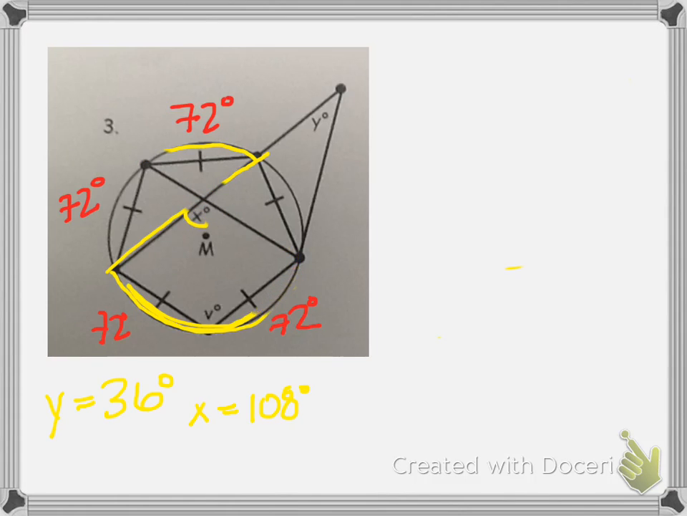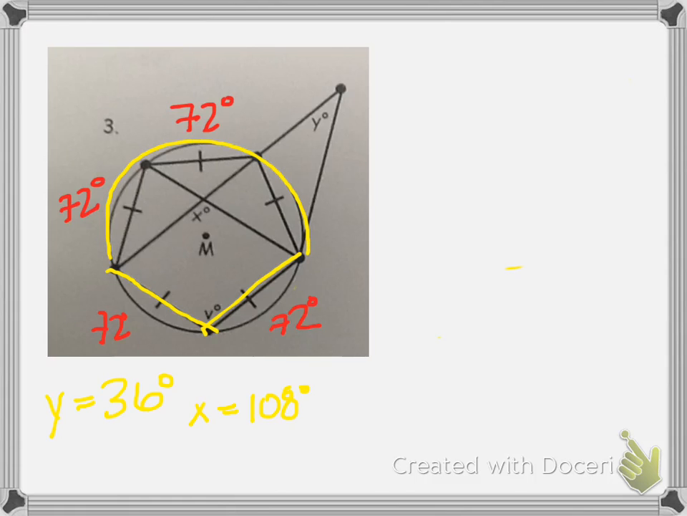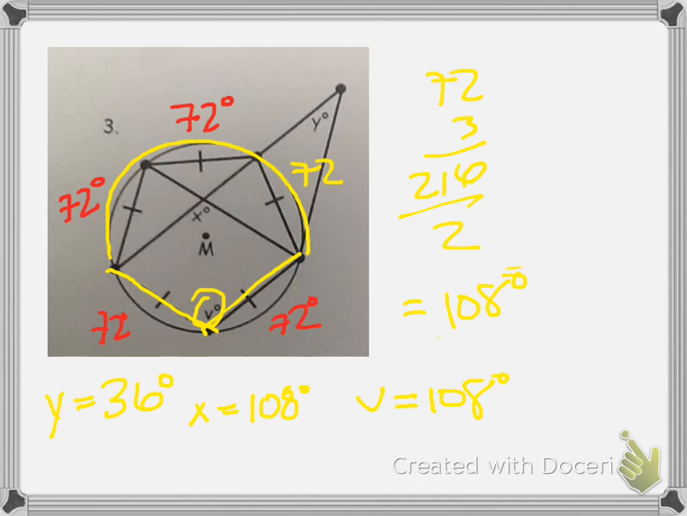Okay, so now let's do v. V is a little bit different story. V is an inscribed angle because it is on the circle. So you're talking about this and this. And remember, for the inscribed angle, the arc length, so this arc length right here, is equal to 2 times the measure of this angle. So this arc length is 72 times 3, because there's 3 72s, which is 216, and it's half of that, so divided by 2, is equal to 108. So v is equal to 108 degrees also.